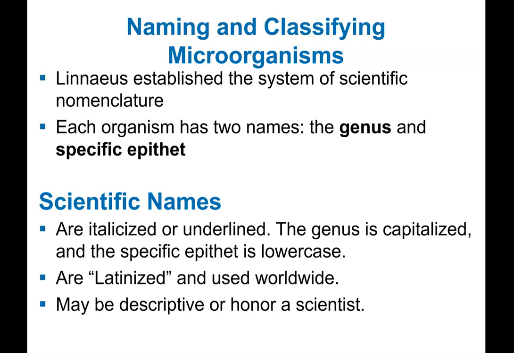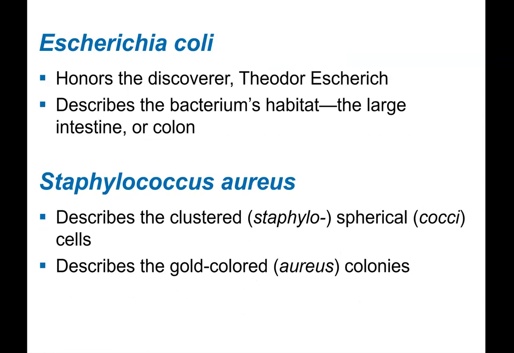The genus name always starts with a capital letter. The species is always completely lowercase. They are usually hard to pronounce, hard to spell, and that's because they're usually Latin-based words. And where do the names come from? Well, they may be descriptive of the organism. They may honor the scientist who discovered them. So again, the names can be quite varied, and you could see an example here.